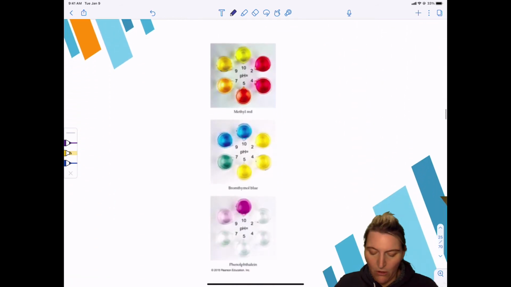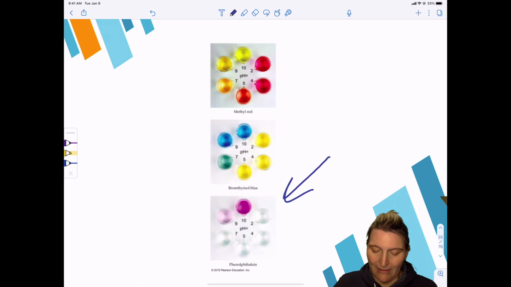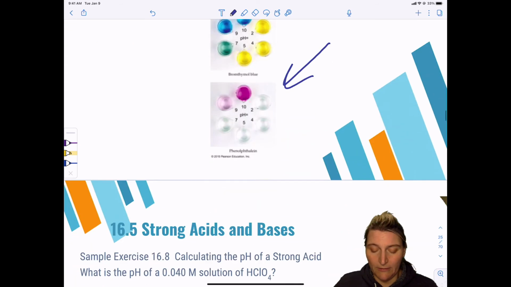So these are some common indicators and their colors. You don't need to know them. They will tell you the color change. Phenolphthalein is a good one to know.